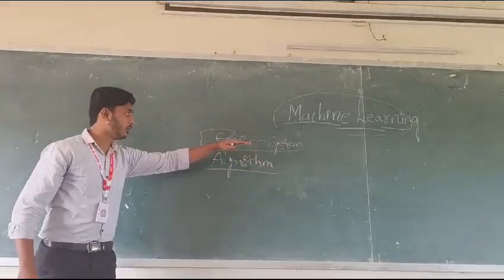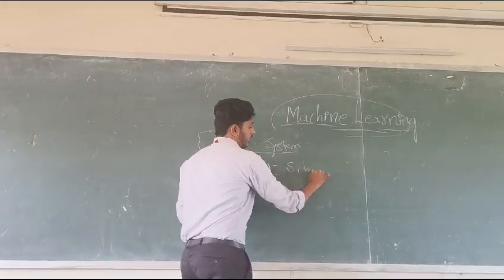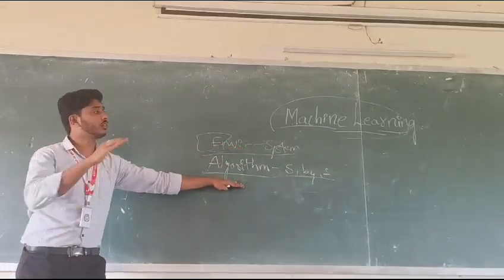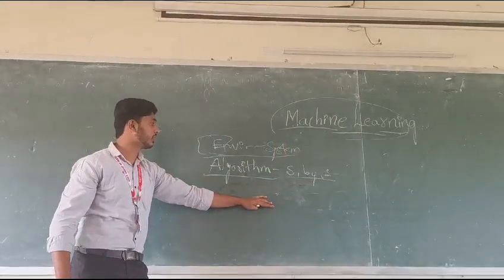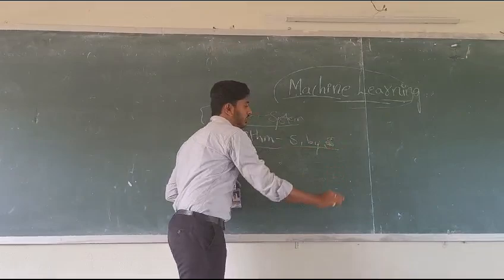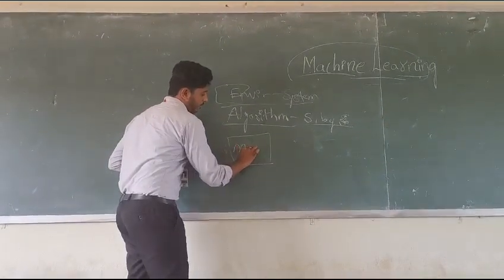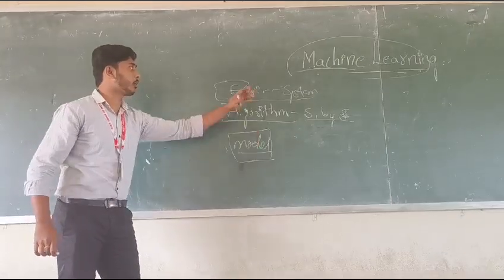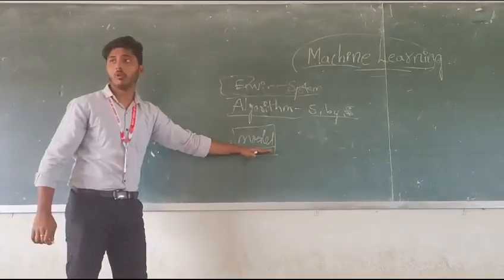Algorithm is nothing but, based on the system, you choose a step-by-step process. If you choose the system, next you will choose a project, and based on that, you will get into a step-by-step process. After the completion of the step-by-step process, you will get a model. What is this model? This model is nothing but a project model.